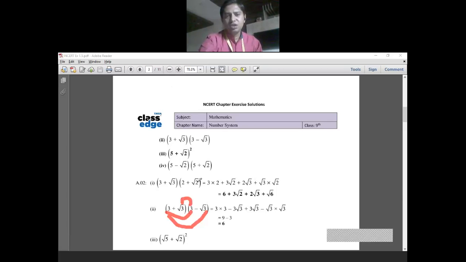So here this plus √3 and minus 3√3 will get cancelled, and 3 times 3 is 9, √3 into √3 is 3, 9 minus 3 is 6. So the final answer for this is 6.